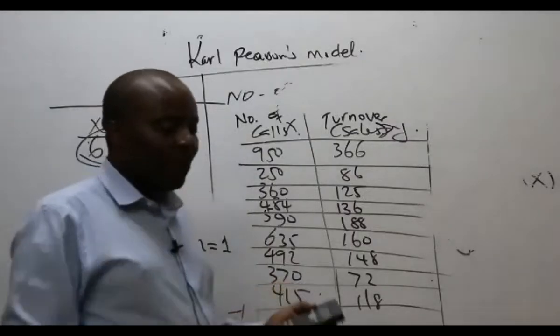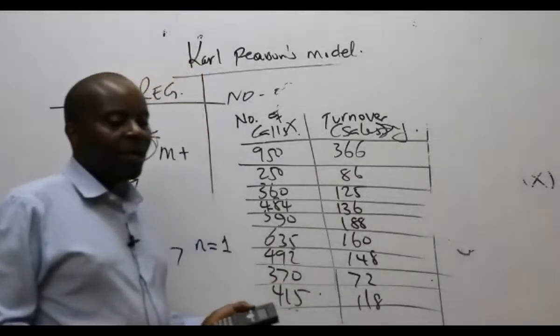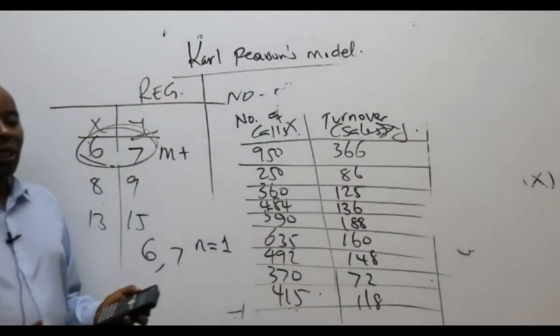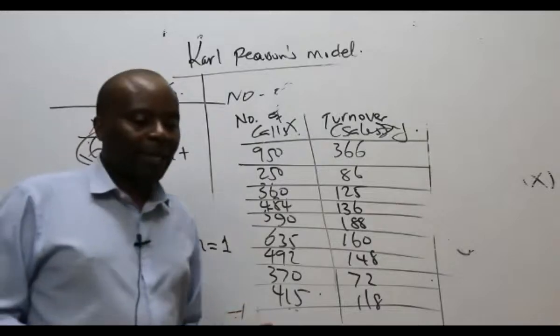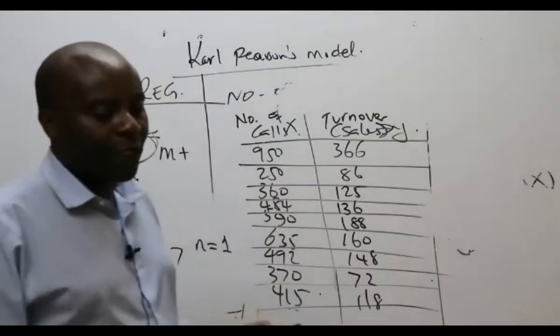13,15. Then you say M plus. What are you able to see there? You say M plus. It says N equals 3.